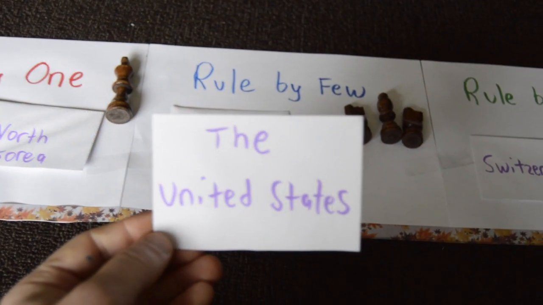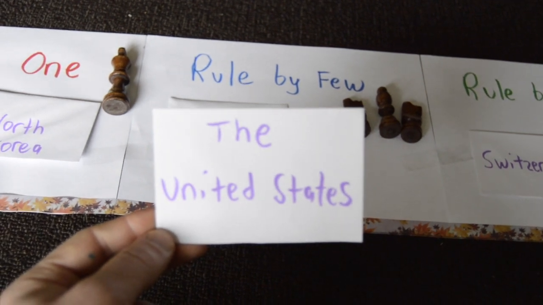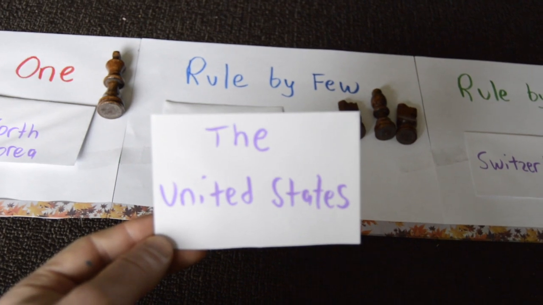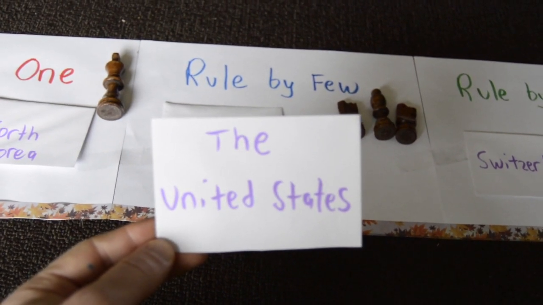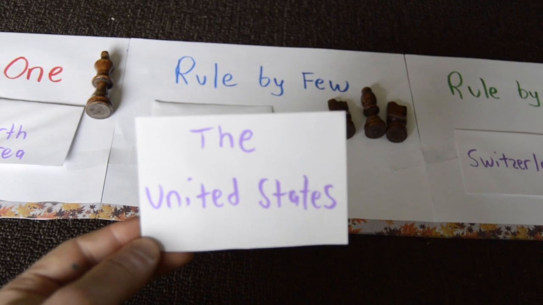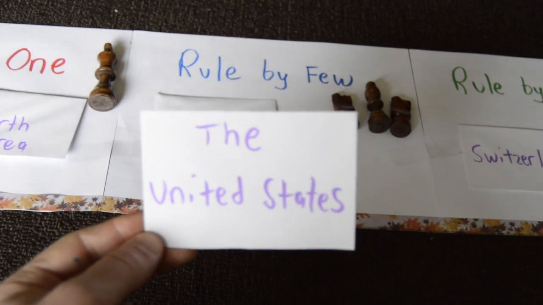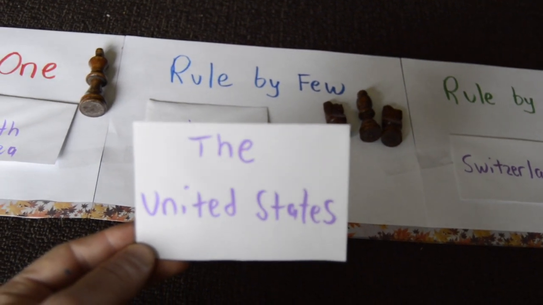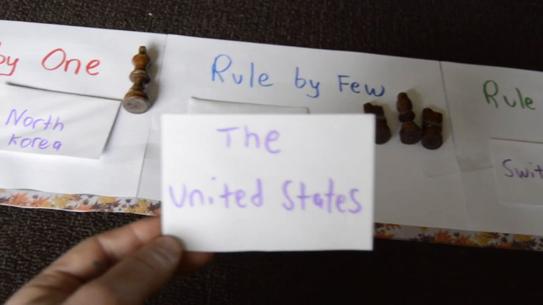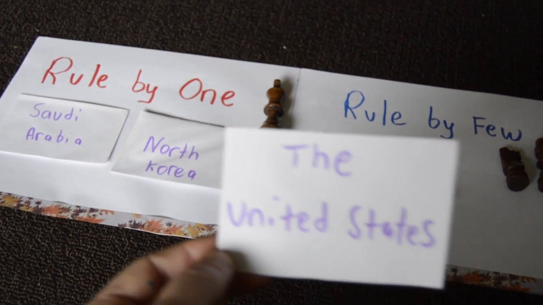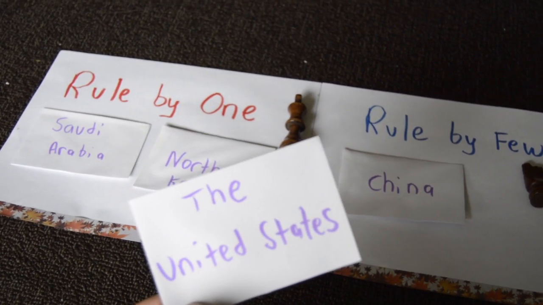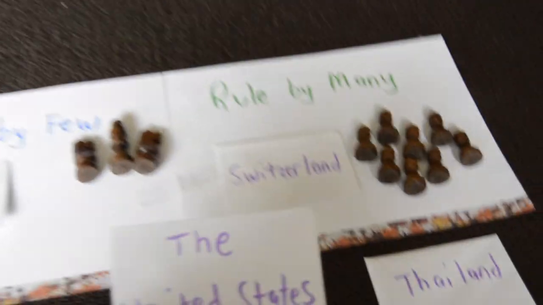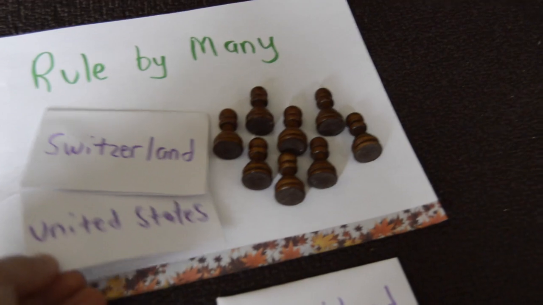Even though the United States has one president, there are also 3 branches of government that try to balance out power between the president and Congress and the Supreme Court. And citizens get to vote on members of Congress, and they also get to vote indirectly on the president. That definitely doesn't sound like rule by 1. So I think it belongs in one of these 2 categories. I'm going to put it next to rule by many.